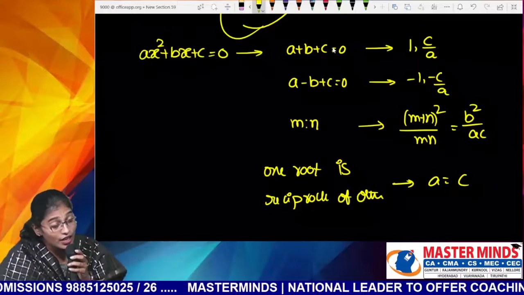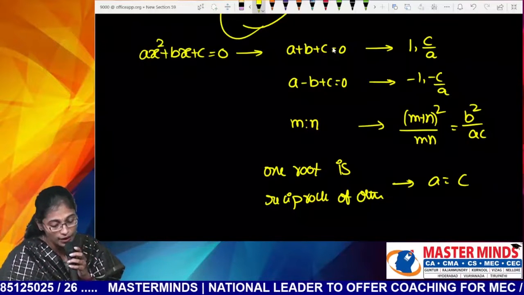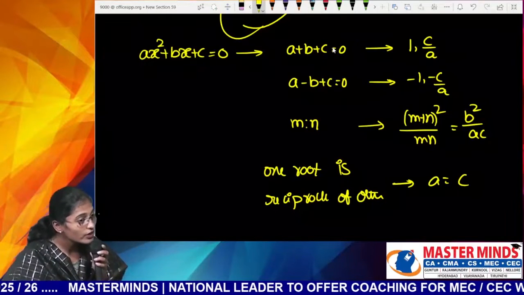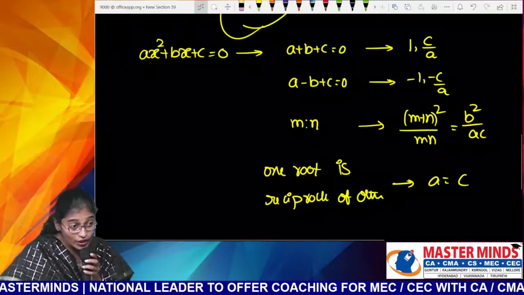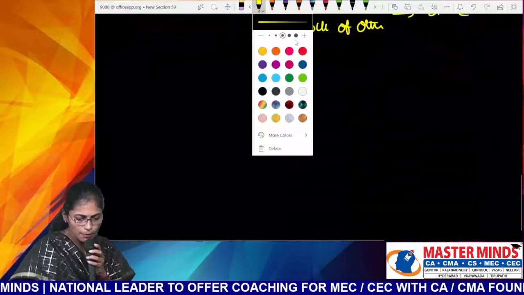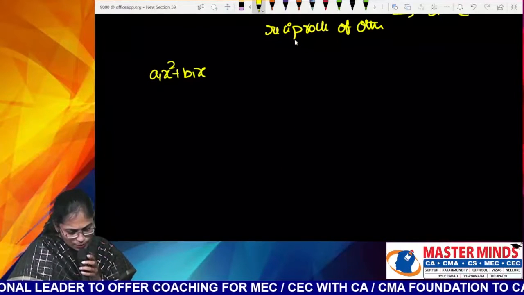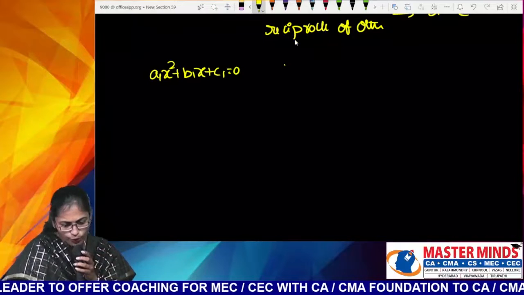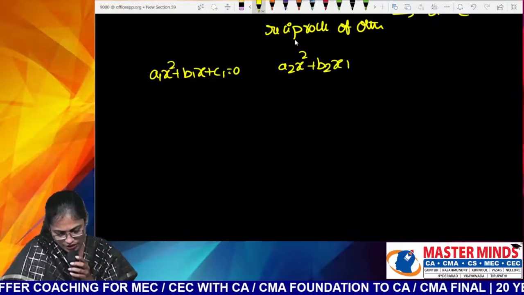If the roots are in the ratio M is to N, then M plus N whole square by MN equals B square by AC. If one root of the equation is the reciprocal of the other, then A equals C. Now, suppose you have two such equations, A1x square plus B1x plus C1 equals 0 and A2x square plus B2x plus C2 equals 0.